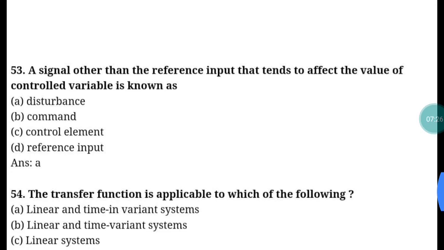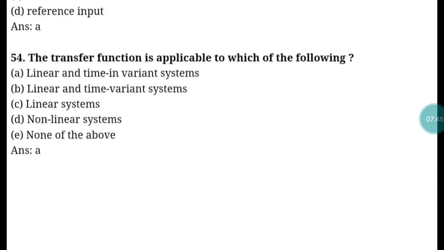Question number 53. A signal other than the reference input that tends to affect the value of the control variable is known as what? So that is known as a disturbance. Means the signal other than the reference input that tends to affect the value of a control variable is known as disturbance.